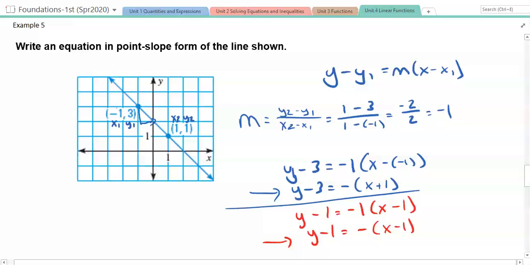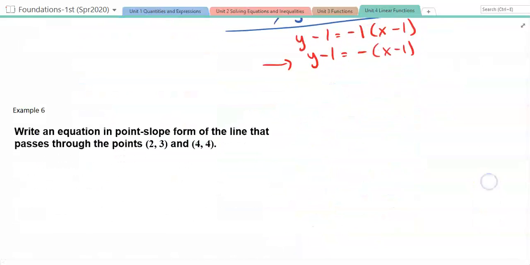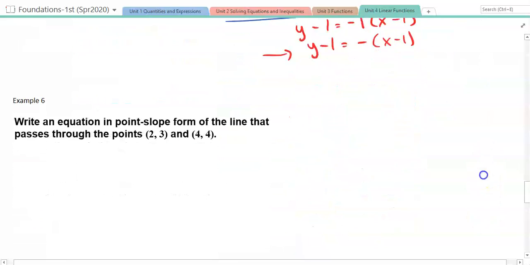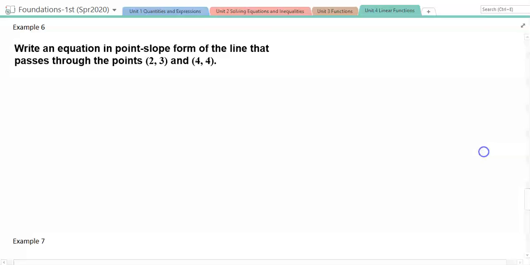All right, and so example 6, I'm going to ask you to do the same thing. Pause the video here. It's a little different, but again, I didn't give you the graph, but I did give you 2 points here. So again, pause the video and find the equation of this line in point slope form. Now, let's look at this problem. So I'm given 2 points, right? Well, that means I have to find the what first? I got to find the slope.